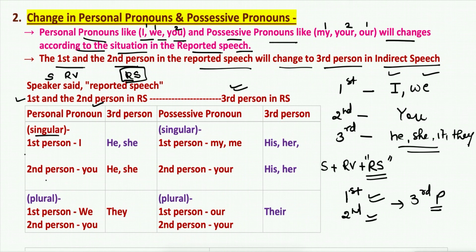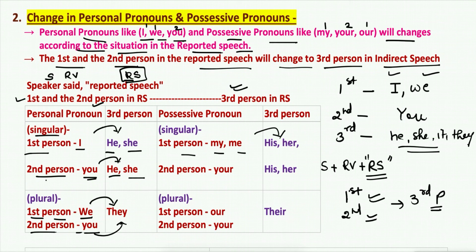For singular, first person is I. So whenever I is used, it will change to he or she. For second person, if you is present, it will change to he or she. For the plurals, if the first person is mentioned, we, it will change to they. Second person, you, will change to they. Similarly, for possessive pronouns, first person, my or me, will change to his or hers. For second person, your will change to his or her. For plural also, first person our will change to their, and your will change to their. So this we have to remember.